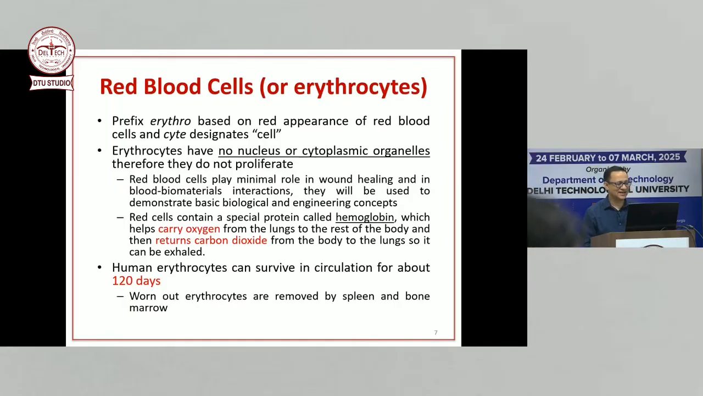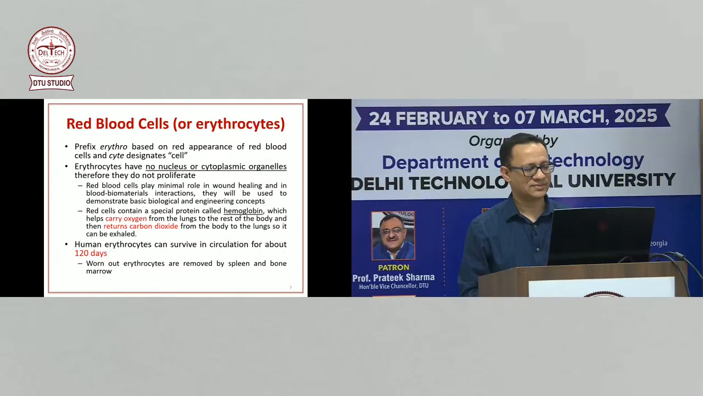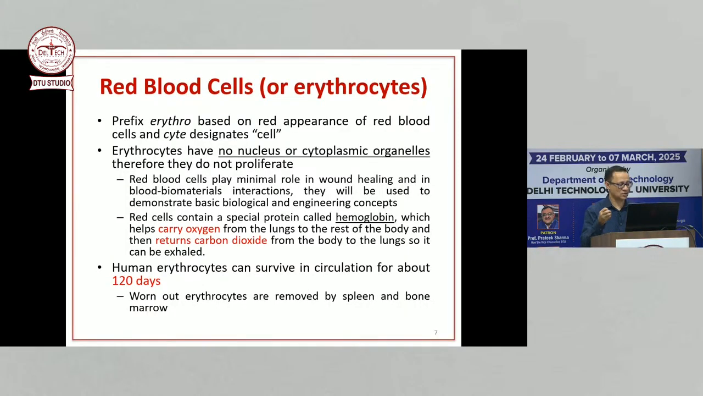Red cells contain hemoglobin, and that's for oxygen transfer and carbon dioxide removal from the body. That's red blood cells or erythrocytes. These erythrocytes can survive for approximately 120 days, and then they are removed by spleen and bone marrow and get cleaned from the body.